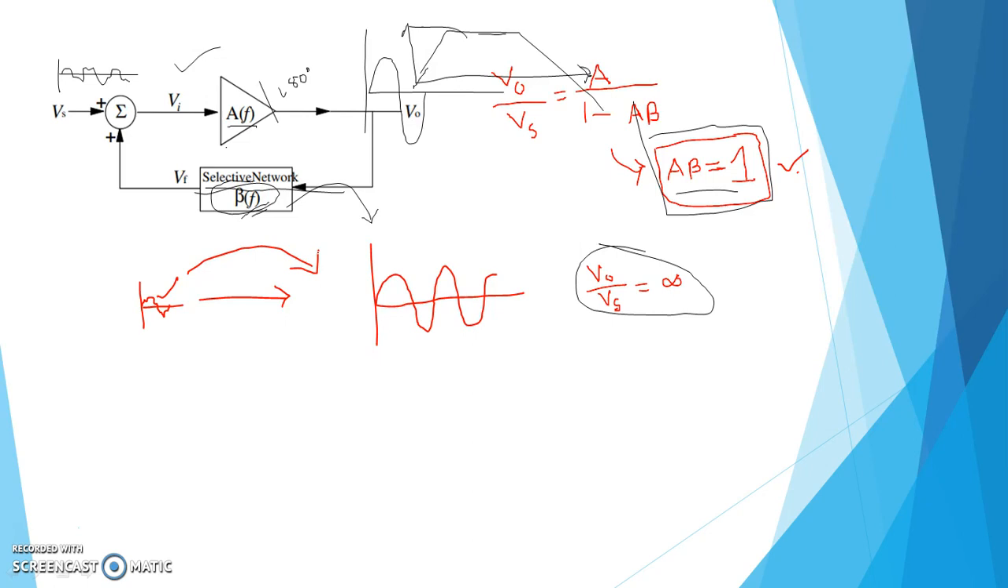Now you have got the whole idea of how oscillation is created from noise. From noise with various frequencies, one particular frequency is chosen by the frequency selective network. It is amplified a huge amount, because when A beta equals 1, the overall gain of the network is very high. So we will get output oscillation from very small input noise.